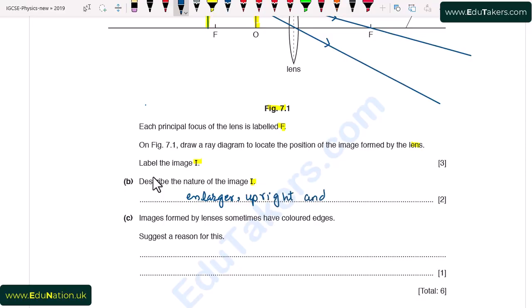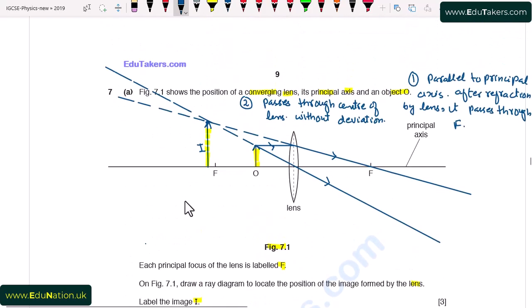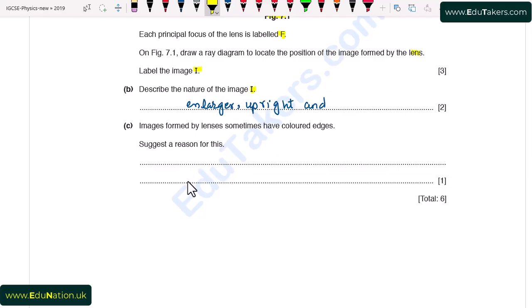And in the figure 7.1, we can see that the solid lines do not meet at a point. It means that the image is not real. So we backward extend these rays and they meet at this point. So this image is basically a virtual image. It is not a real image. So I write here it is virtual one. So the image I should be larger, upright and virtual.